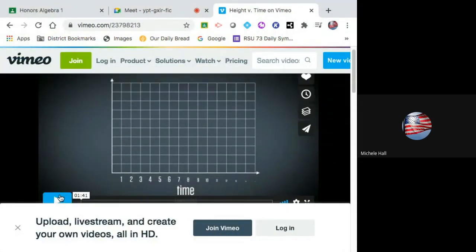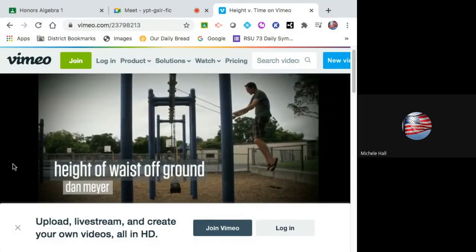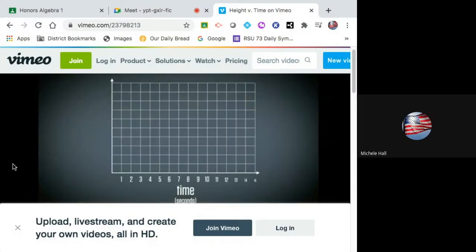So we're going to watch the first part. You have this top part right here is where you're doing the activity. Height of waist off the ground. That's what you're looking for.